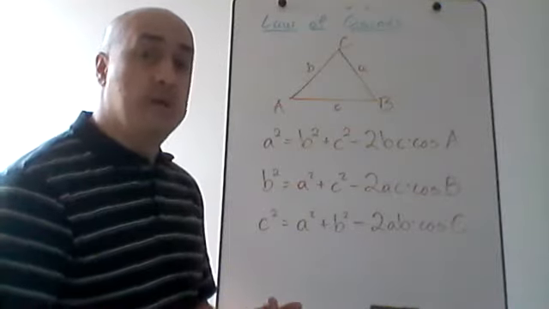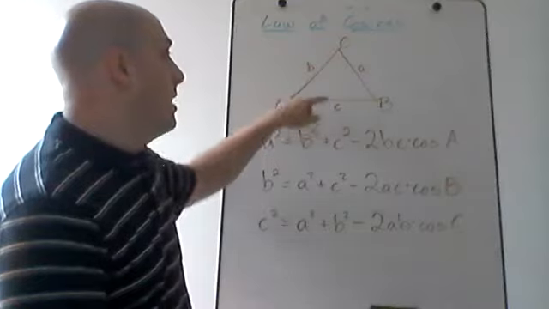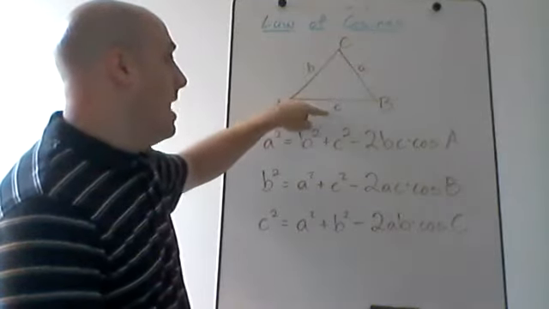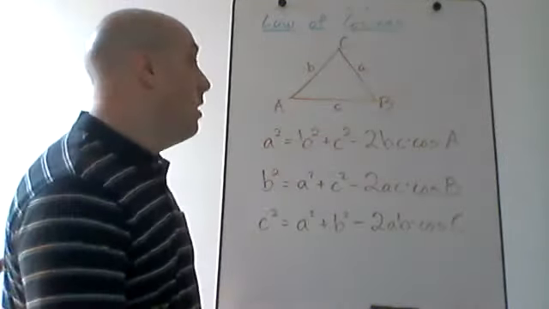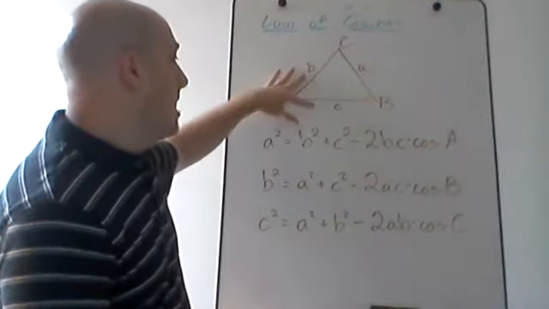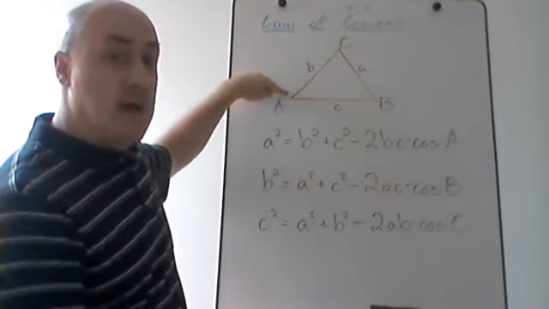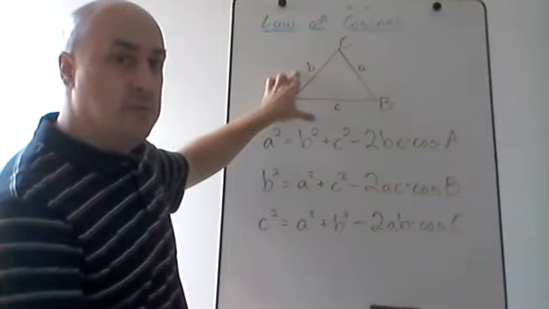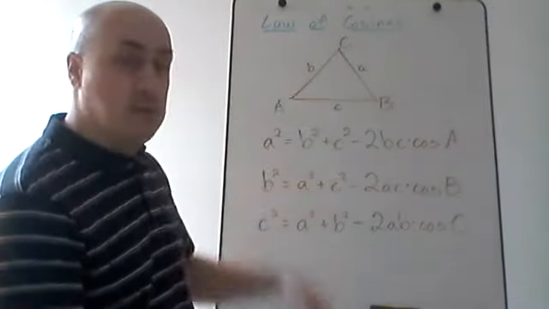But the key thing is knowing when to use each one, right? The law of sines is when I know one of the angles and its opposite side, and then anything else. The law of cosines is either I know all three sides, or I know two sides and the angle that those two sides enclose. So sides B and C and angle A, that's when I use the law of cosines.